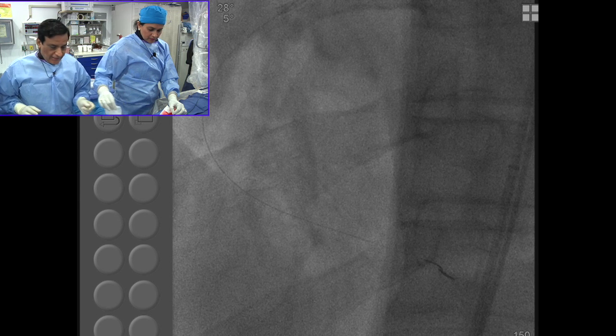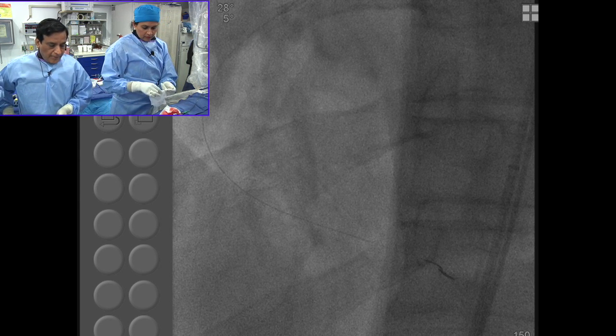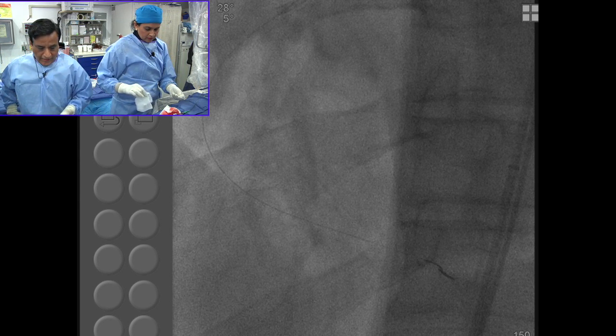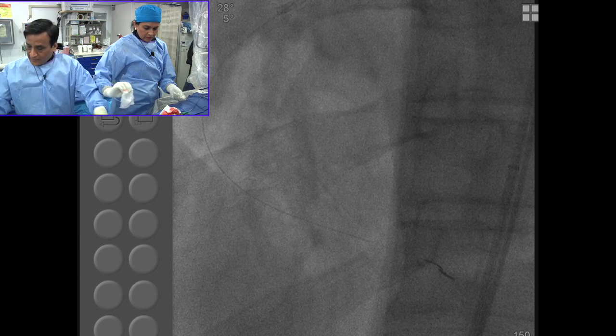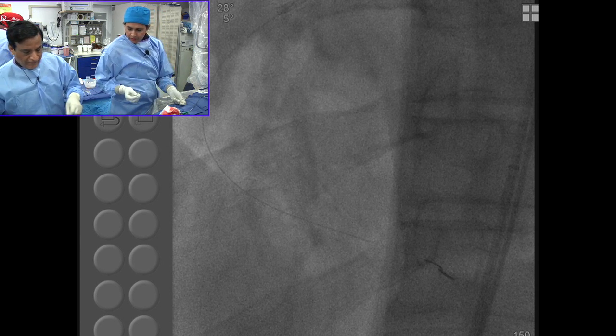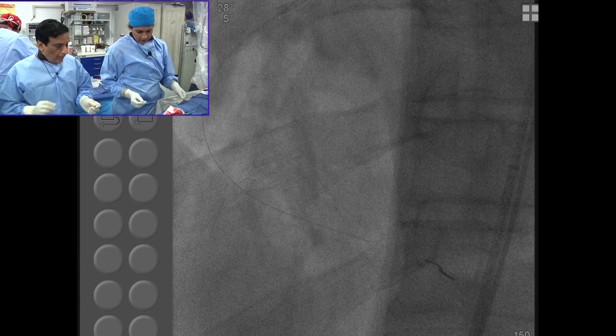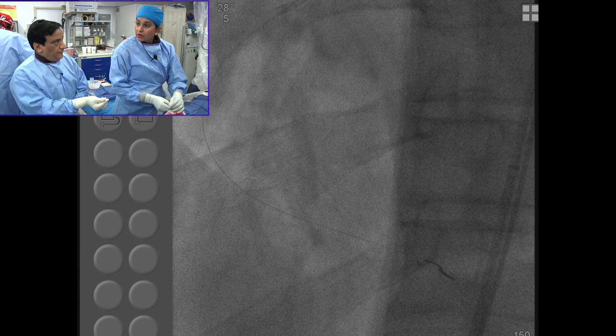I think basically if I had to extrapolate in terms of recommendation, I would say the proximal vessel segments probably will do better with the BVS. 2.5.